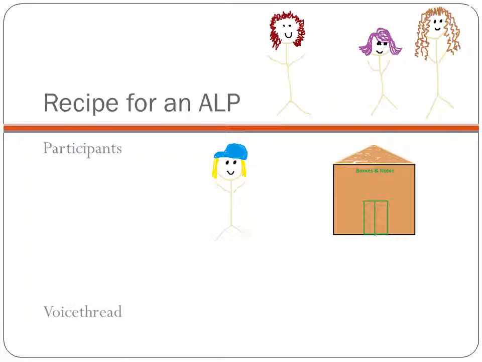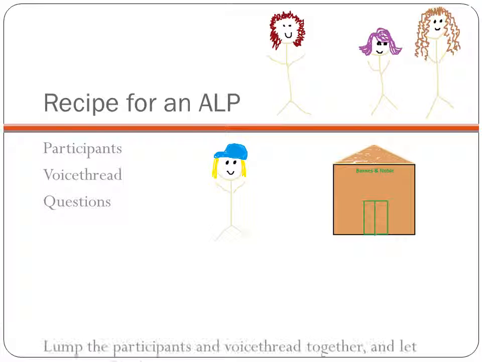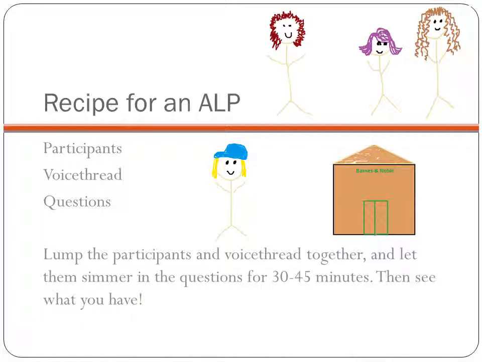Other ingredients in my ALP include VoiceThread and a set of questions. Mix the participants and VoiceThread together and let them simmer in the questions. Then, see what you have.